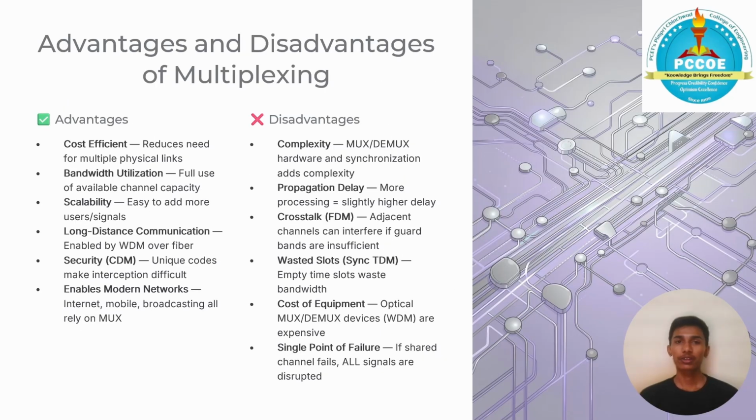Looking at advantages and disadvantages. On the advantages side, multiplexing is highly cost efficient as it reduces the physical links needed, it ensures maximum bandwidth utilization, it is scalable, making it easy to add more users, CDM provides security through unique codes, and it has enabled modern communication: internet, broadcasting and mobile.